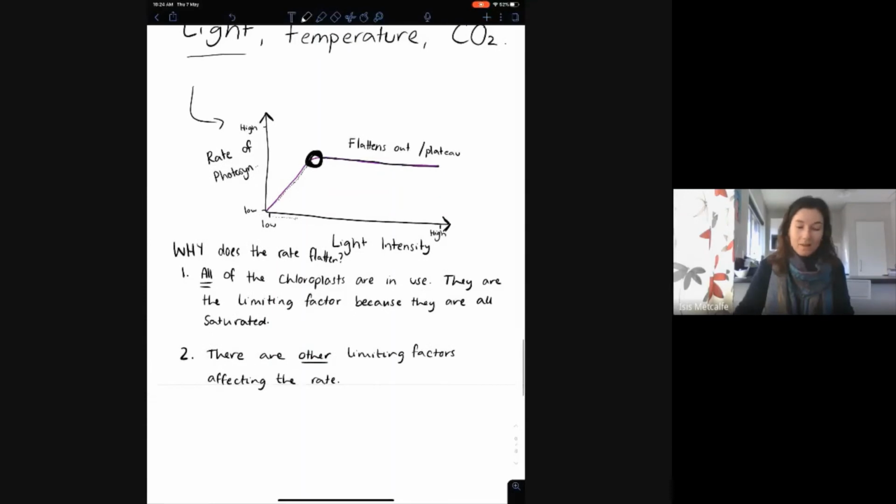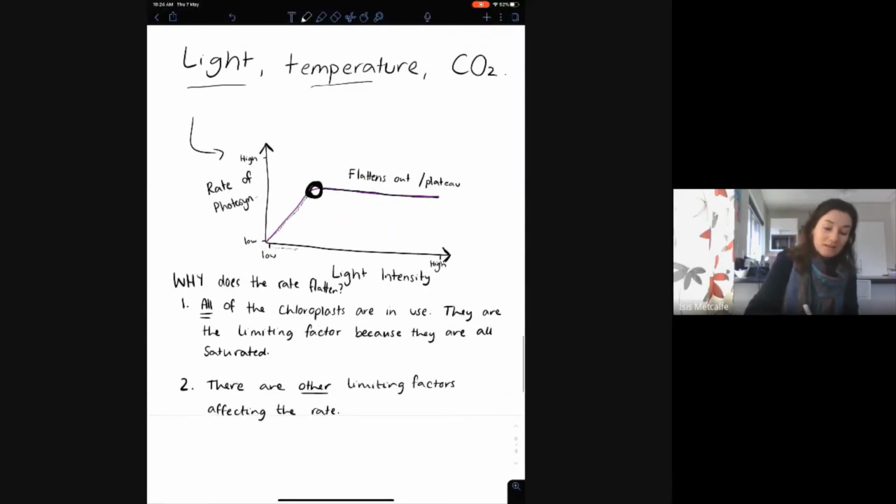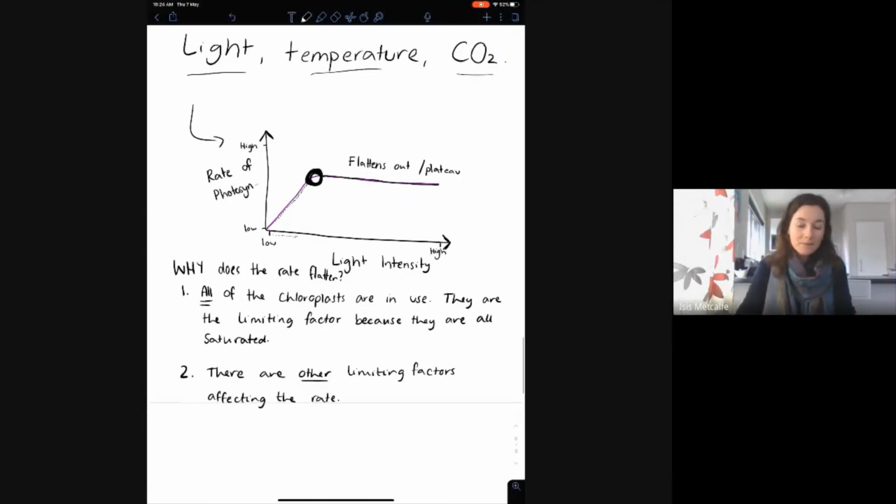But our other limiting factors are going to be things like temperature, CO2, water, because the plant needs those things too. It could have all of the chloroplasts in the world, but if it doesn't have enough water, if it doesn't have enough carbon dioxide, then that rate of reaction is not going to increase because it needs those things too. So they are called limiting factors. So that's what happens with light.